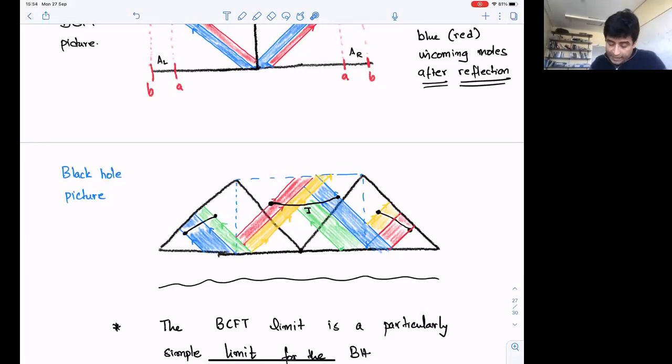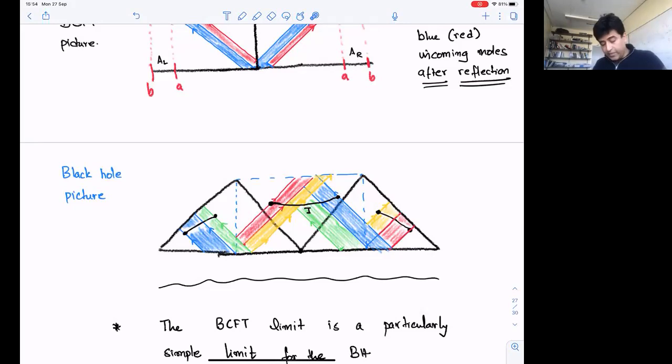Well, they get gathered by the island. And the island prescription requires us to basically think of this island region as being part of the exterior. And so, if you include the island as part of the exterior, then the purification process is guaranteed at exactly the right time, provided the quantum extremal surface is located at the right coordinate. In some sense, you can reverse engineer the positions of these quantum extremal surfaces and the islands from the BCFT picture.